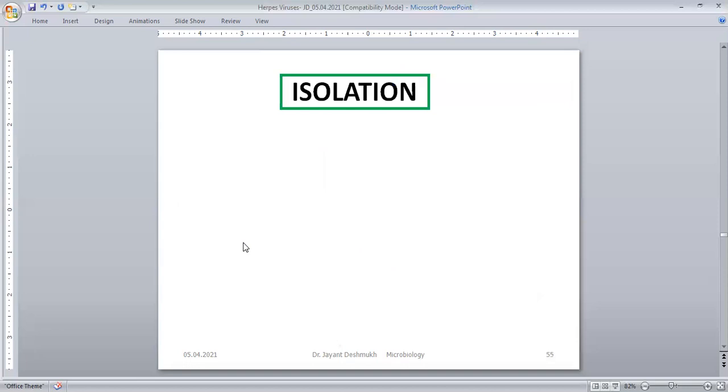Second is isolation. Varicella zoster virus doesn't grow in experimental animals and chick embryo. So isolation is by tissue culture, cell line culture, and the cell lines used mostly are Vero cell line, HeLa, Henrietta Lacks cell line, and human amnion cell line. We observe by cytopathic effect, and again we detect it by the immunofluorescence technique.